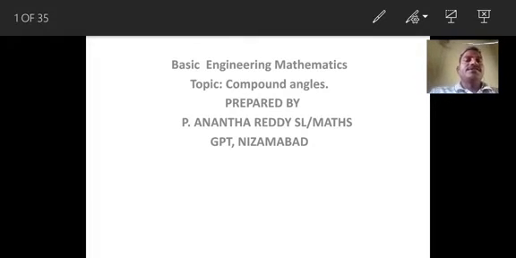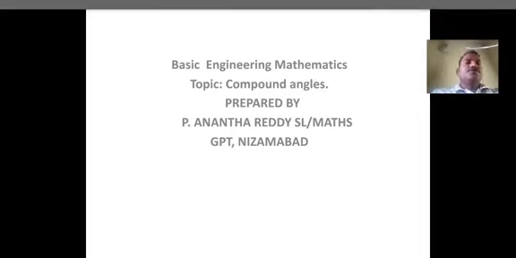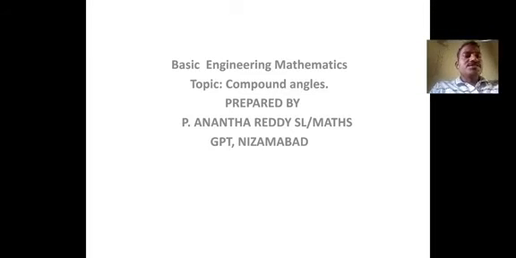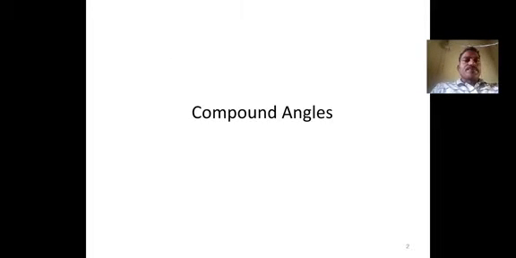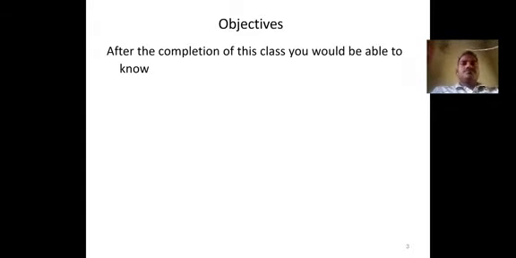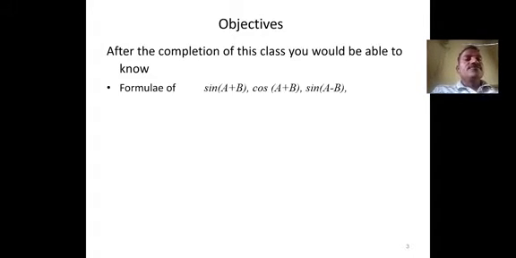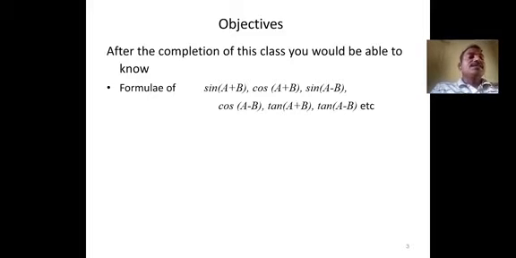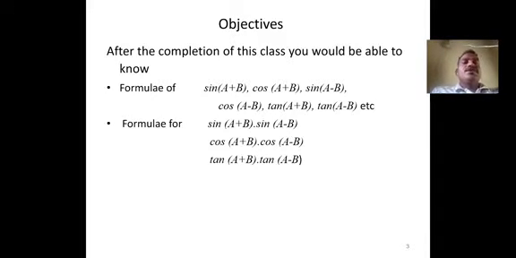Today we are going to discuss the trigonometric ratios of compound angles. The main objective of this period is that after the completion of this period, you would be able to know the principal formulas for sine of A plus B, cos of A plus B, sine of A minus B, cos of A minus B, tan of A plus B, tan of A minus B, etc. And also we will know the formulas for sine of A plus B into sine of A minus B, cos of A plus B into cos of A minus B, tan of A plus B into tan of A minus B.